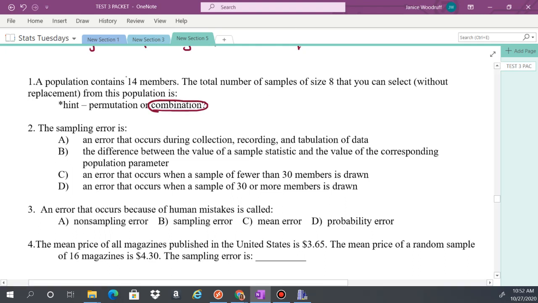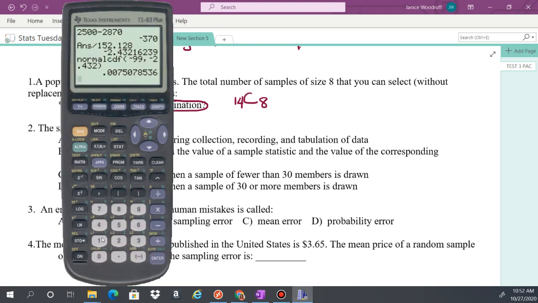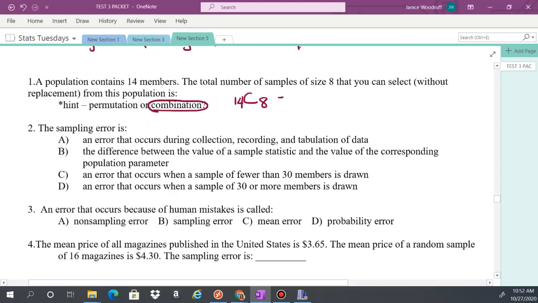So then this is just out of 14, choose 8. So 14, choose 8. And remember, do you guys remember where to find that in your calculator? Math, then probability, NCR. So 3003. So actually we'll do 14, then we hit math, then PRB, then NCR, then we hit 8.